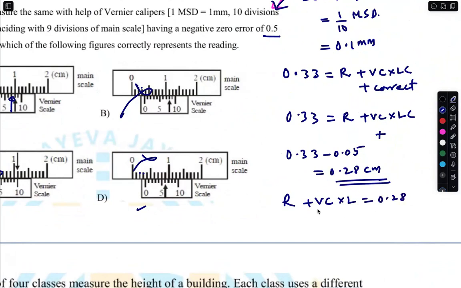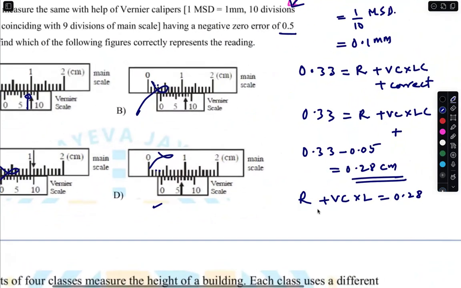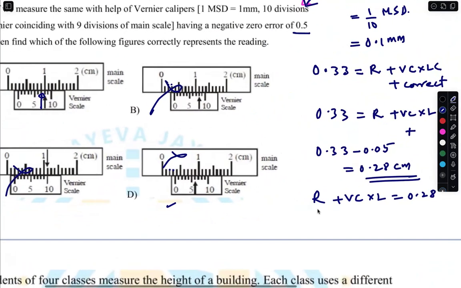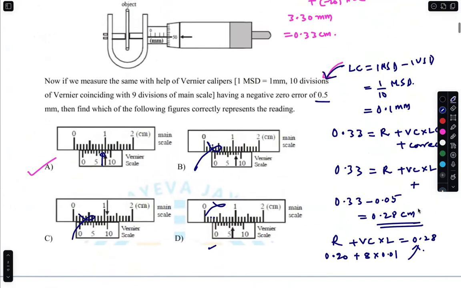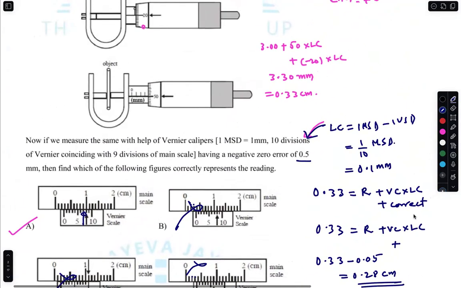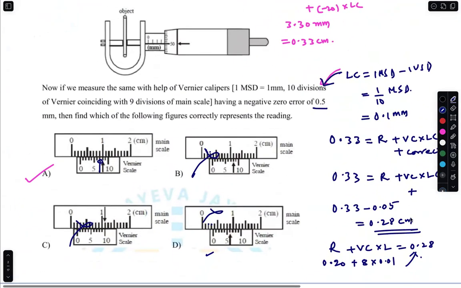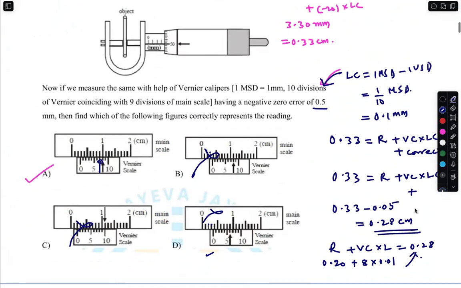So obviously the coincidence is somewhere around, what is that? I took it as 0.2. This should be 0.20 and this should be 8 into 0.01. Only then you will get 0.28. Okay. So in this, unless you are a master of the skill, my selection of the option is by elimination. I eliminated 3 in this.